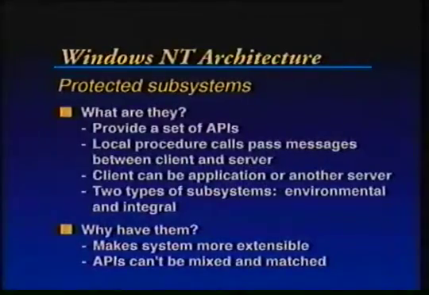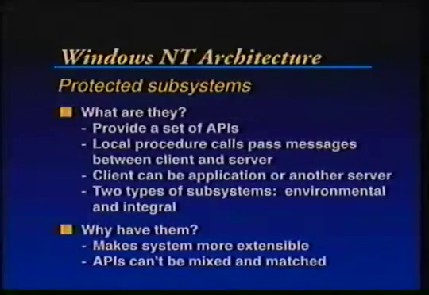So again, why do we want to have these protected subsystems or environmental subsystems? Again, they implement a set of APIs. They use a special facility called local procedure calls to pass messages back and forth between a client, which could be an application, and a server, which might be something like the Windows 32 subsystem. The client could be an application. It could also be another server.